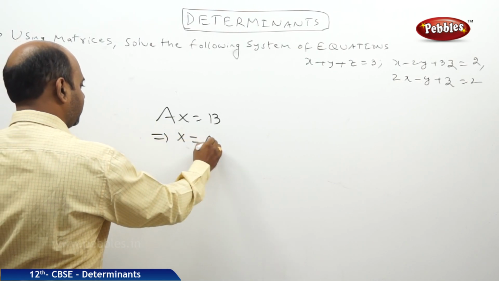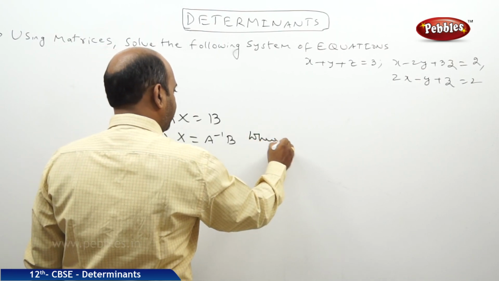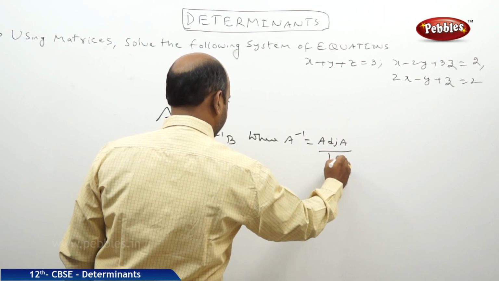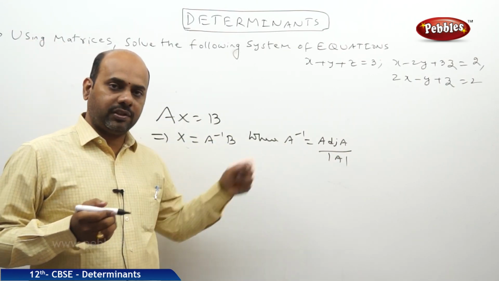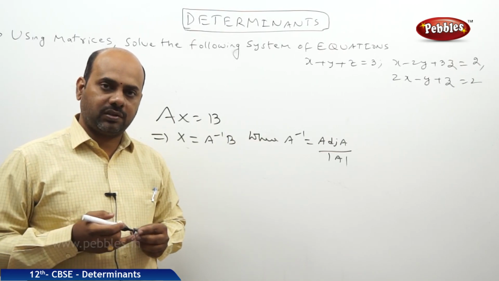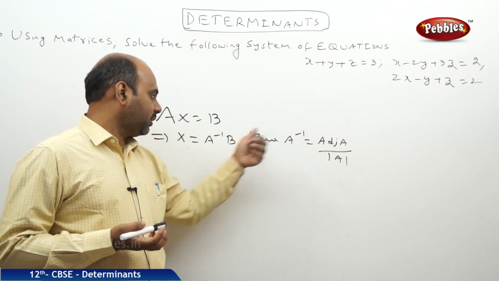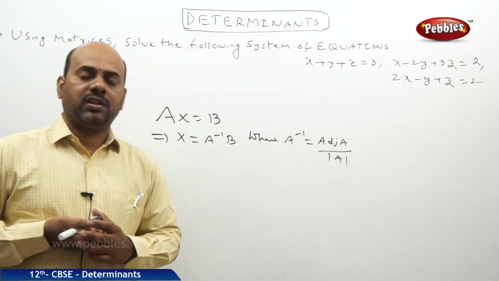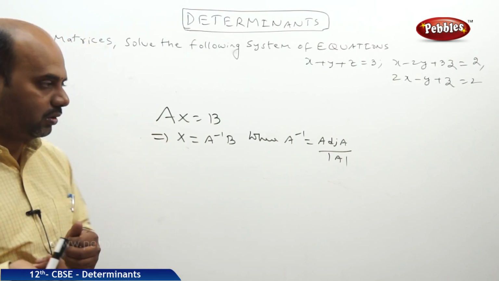From this, x is equal to A inverse b, where A inverse is nothing but adjoint A by det A. I think we found out that A inverse is equal to adjoint A by det A in one of our previous classes. The concept is being used, and to this particular A inverse I will be multiplying b, and later I will be finding out the values of x, y, z. So we shall start doing this problem.